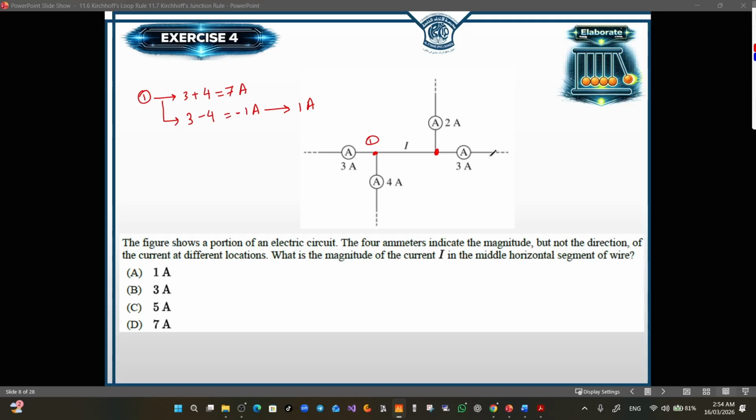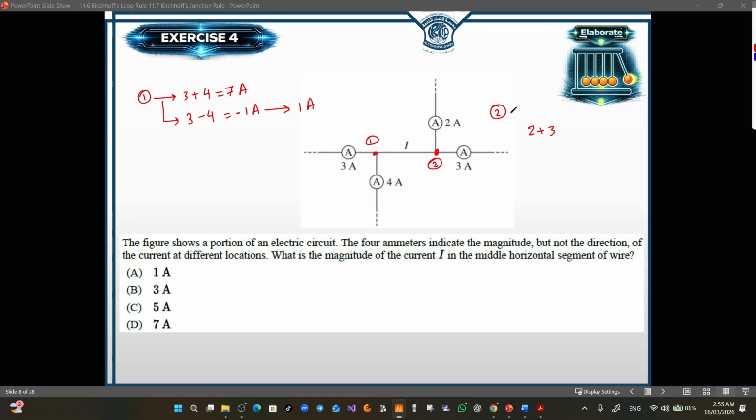Here we have 3 amps in the horizontal branch and 2 amps in the vertical branch. Again, because the directions are not given, there are 2 possibilities. If currents combine, the middle current would be 5 amps. So if 2 and 3 are combined, then 2 plus 3. So this is the second junction.